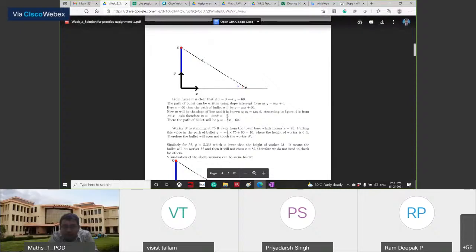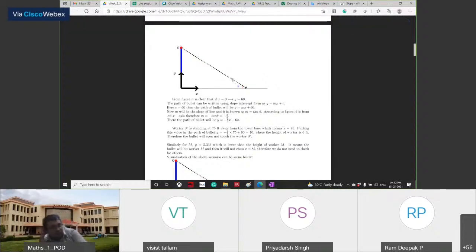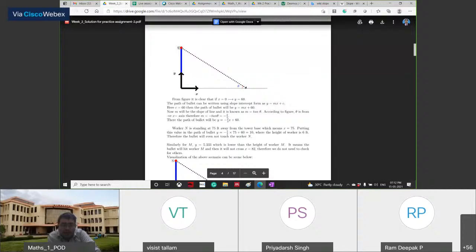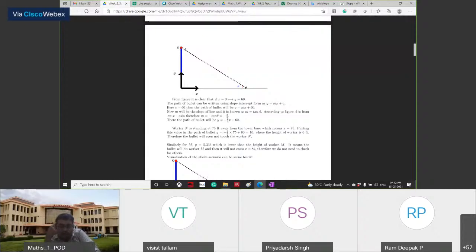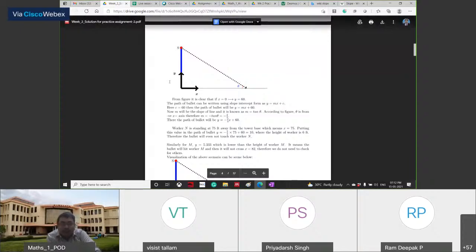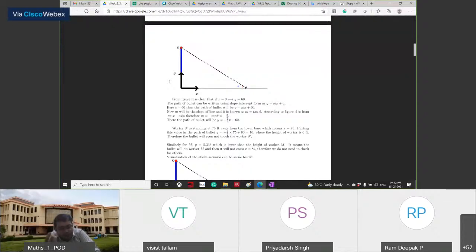So you see, I mean, you just draw the line. And so what we have taught is, have you checked the solution? So here it is clear that this is the path of the bullet. So this red point is the sniper. And he is firing the bullet towards the ground, pointed towards the ground. And it is from a height of 60 meters. So 60 meter is our y intercept. Now, c equals to 60. Then the path of the bullet will be y equals to mx plus 60.